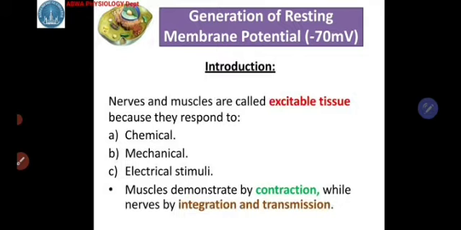So, generation of resting membrane potential or membrane potential. Nerve and muscles are called excitable tissues because they respond to chemical stimuli, mechanical stimuli, and electrical stimuli. Muscles demonstrate this by contraction, nerves by integration and transmission, neurons by the secretion of neurotransmitters on the synaptic clefts, and also glands by their secretions.